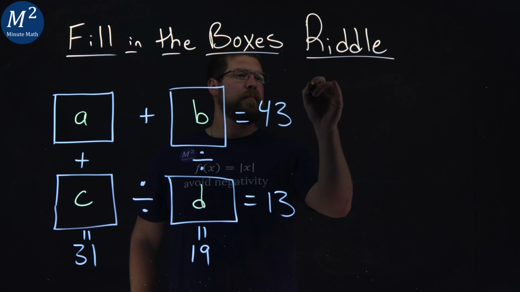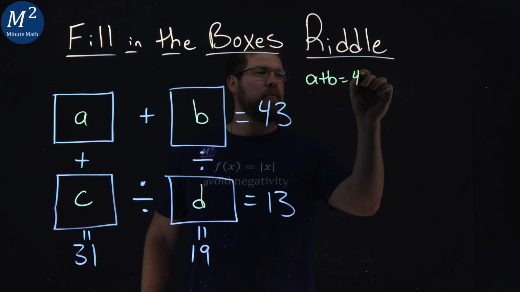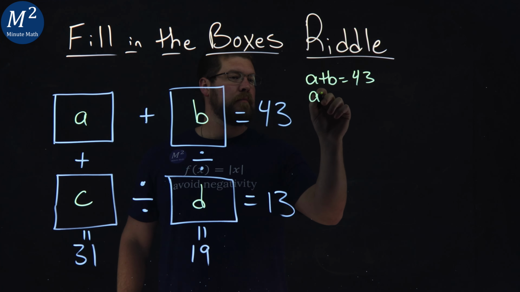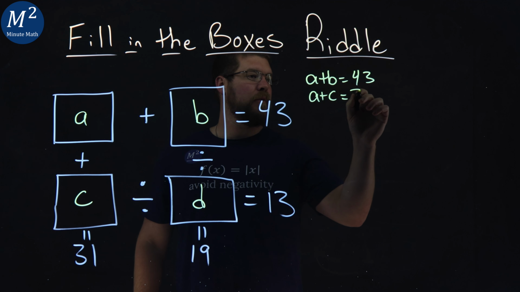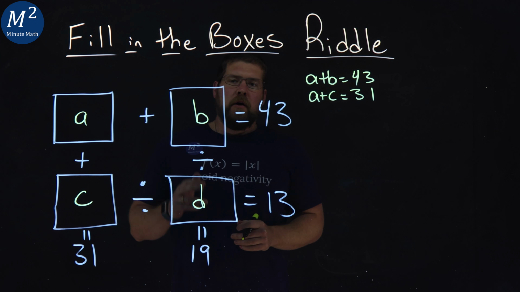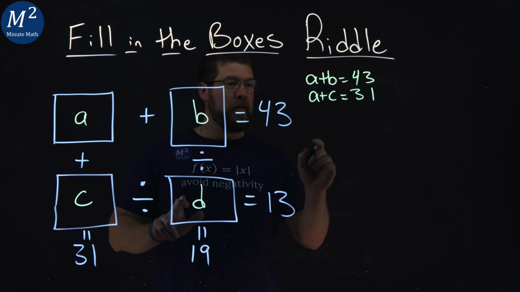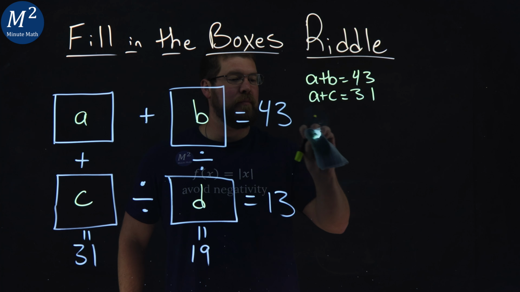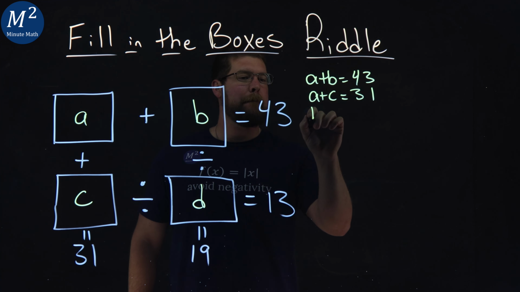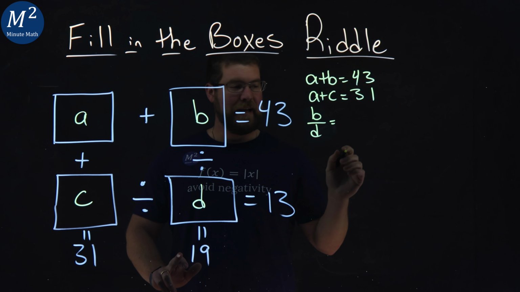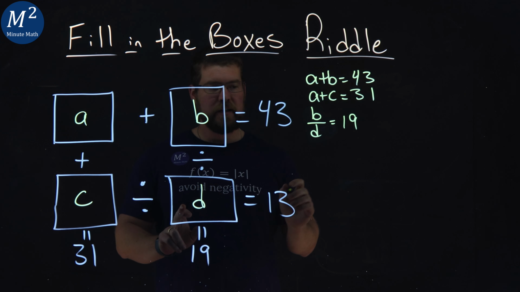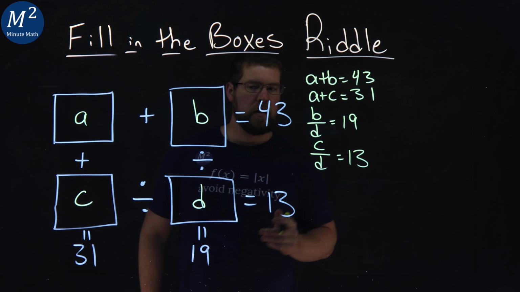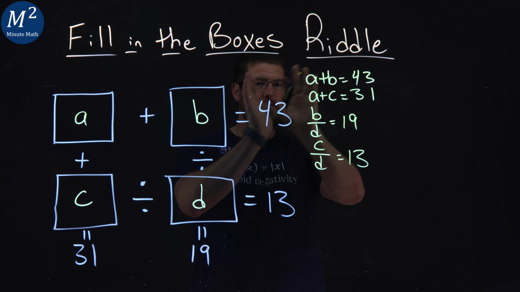So A plus B equals 43. Got it. We go vertically here, A plus C is equal to 31. Now, the next one here, go down vertically, B divided by D. Nope, I want B divided by D. Don't mess up, Sean. B divided by D is equal to 19, while C divided by D is equal to 13. So these are all the equations that we have now written out.